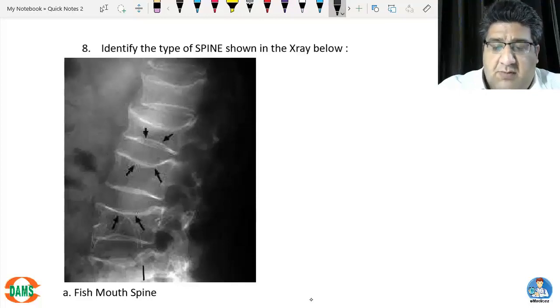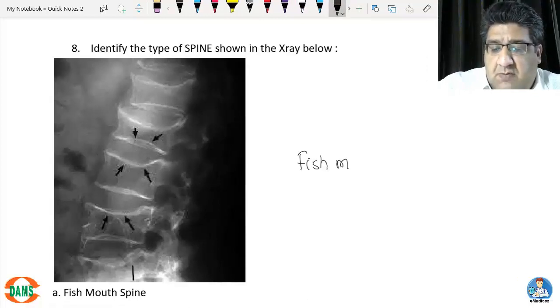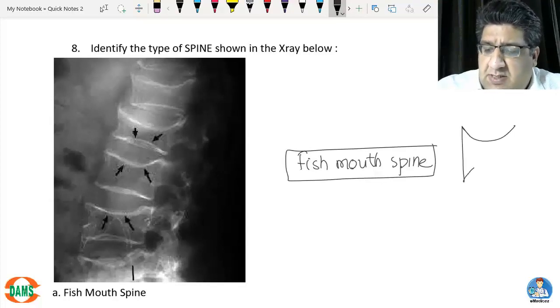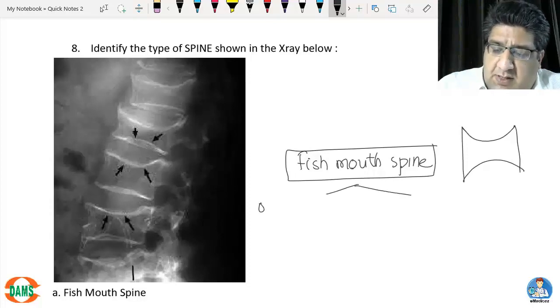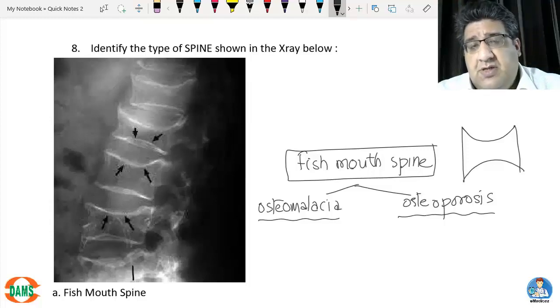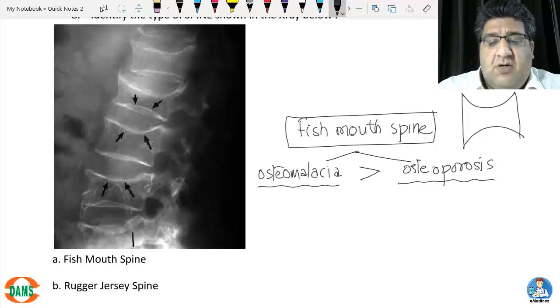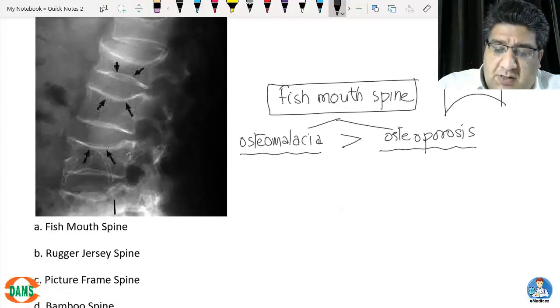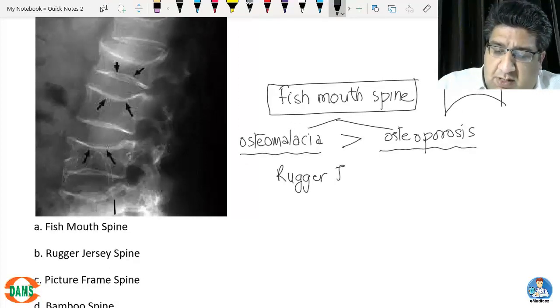So, what I'm talking about here is what is called a fish mouth spine. Somebody calls it codfish spine, somebody calls it a biconcave vertebra, different people give it different names. But yes, this is a fish mouth spine. Now it is seen in two conditions. One is osteomalacia. The other condition is osteoporosis. It is very interesting that we should remember that it is seen in both conditions, osteomalacia as well as osteoporosis. But one thing is classical, that it is more seen in osteomalacia as compared to osteoporosis. It is more classical of malacia as compared to porosis. Please do remember this.